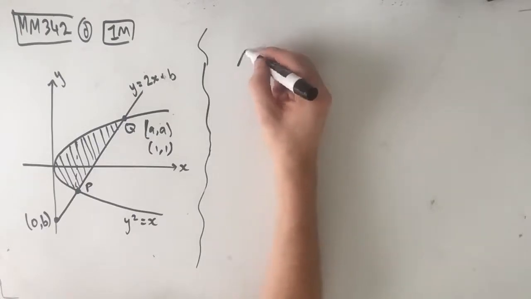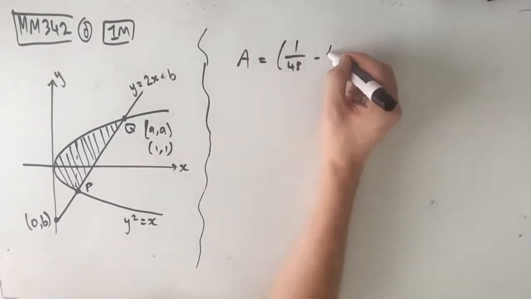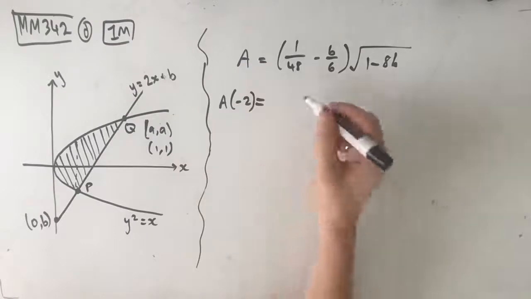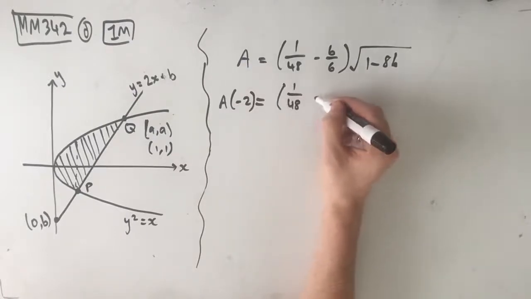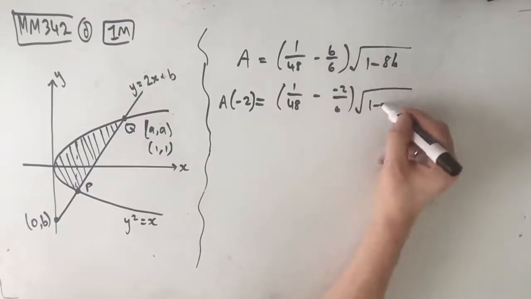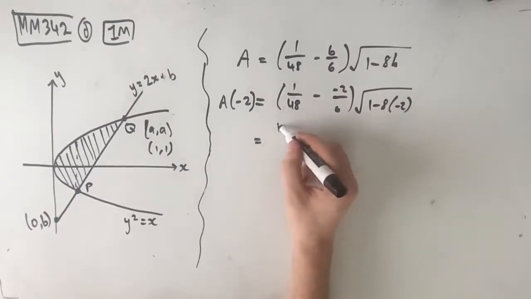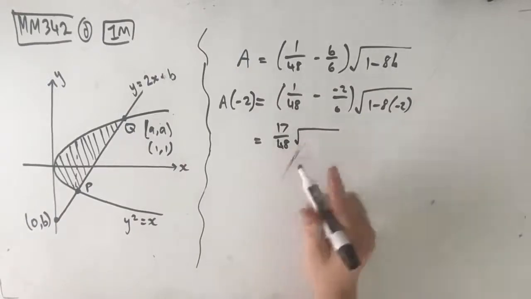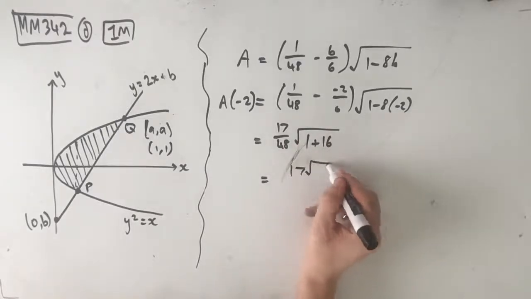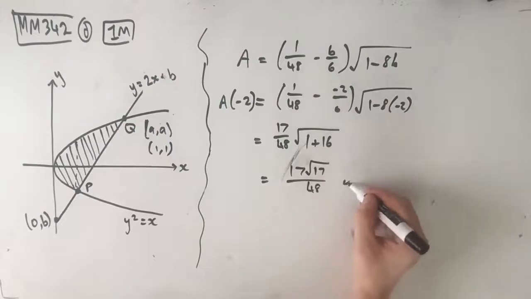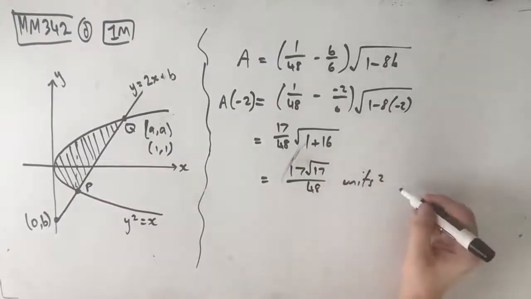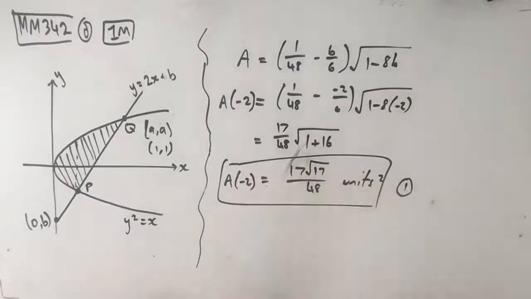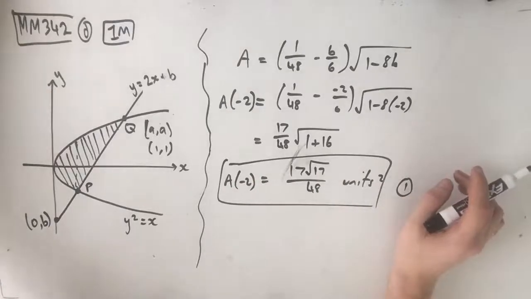Awesome. So we know that the area is given by 1/48 minus B on 6 outside of root 1 take 8B. And we're saying that B is -2. So our area is 1/48, take away -2 on 6 outside of 1 take 8, -2. Now what this gives is 17/48 times 16, 1 plus 16, which gives us 17√17/48 units squared. Now this didn't ask for decimal places, so we need to make sure that we just do it in exact value. But that's it. So that's our first and only mark for part D, and that actually wraps up MM342, guys.